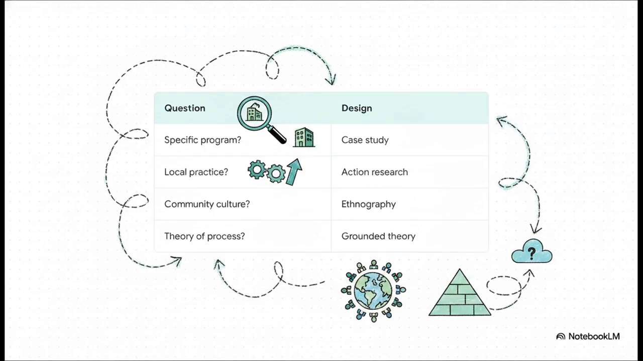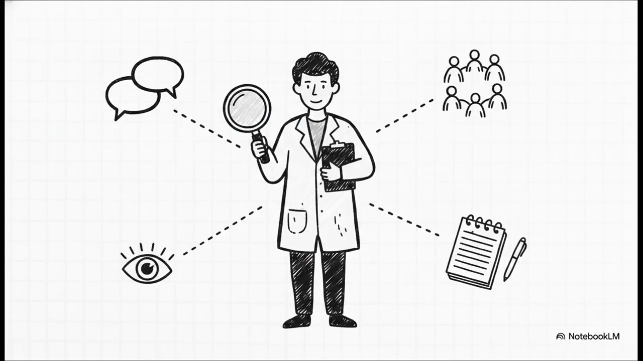For instance, if you want to know what's happening in one specific program in depth, you'd use a case study. Need to solve a problem in your own local classroom? That's action research. If you're exploring a whole community's culture, you're looking at ethnography. And if you need to build a theory completely from the ground up to explain a process, you'd go with grounded theory.